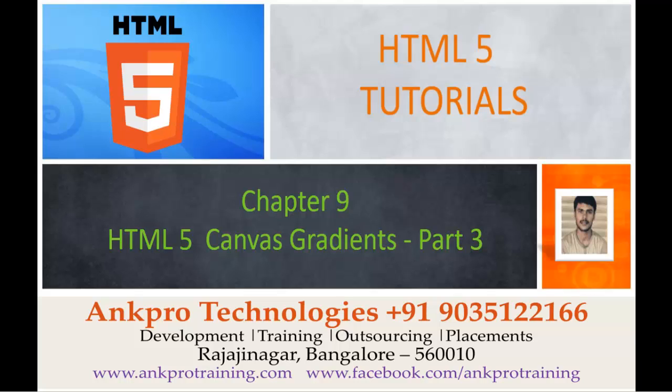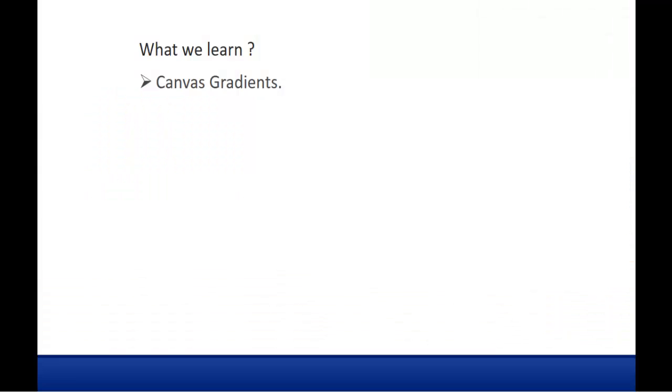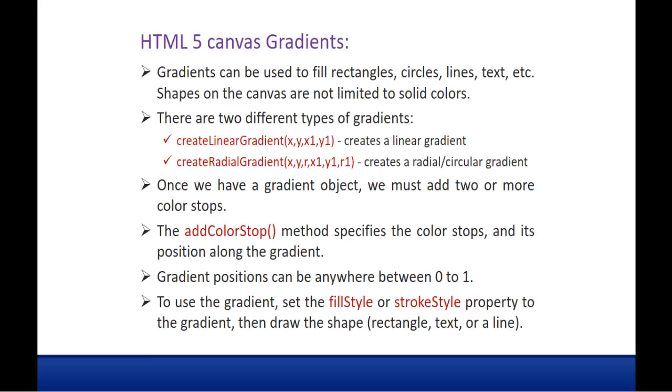My name is Harish. In this session, we are going to learn about the canvas gradients. Gradients can be used to fill rectangles, circles, lines, text, etc. Shapes on the canvas are not limited to solid colors. There are two different types of gradients: createLinearGradient, which takes 4 parameters, and createRadialGradient, which takes 6 parameters.